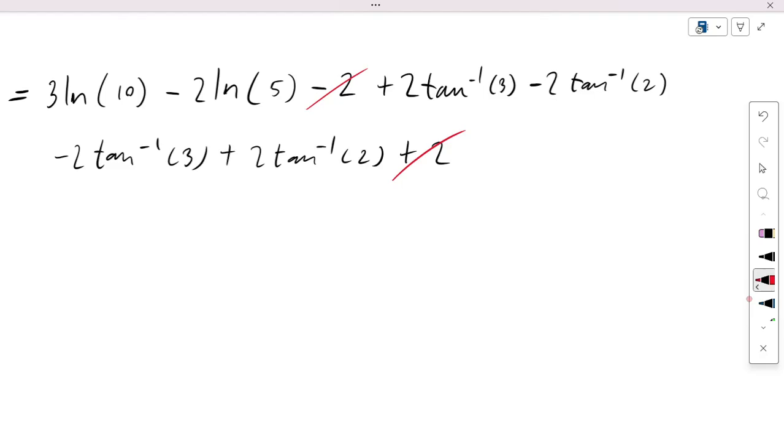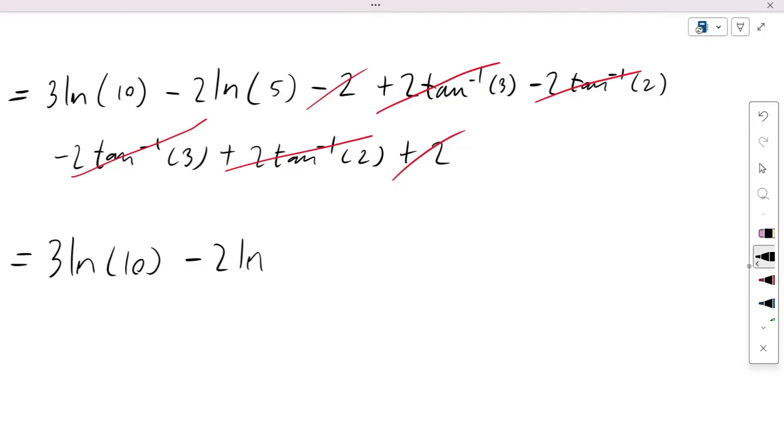Let's work with the arctangents, right? We have positive arctangent of 3. And where's the other arctangent of 3? Negative 2 arctangent of 3. Do you realize that these can also cancel out? Over here, we have negative 2 arctangent of 2 and positive 2 arctangent of 2. Those can also cancel out. And what we are left with is just this part over here. So I'm going to write it here. This is going to be equal to 3 natural log of 10 minus 2 natural log of 5.